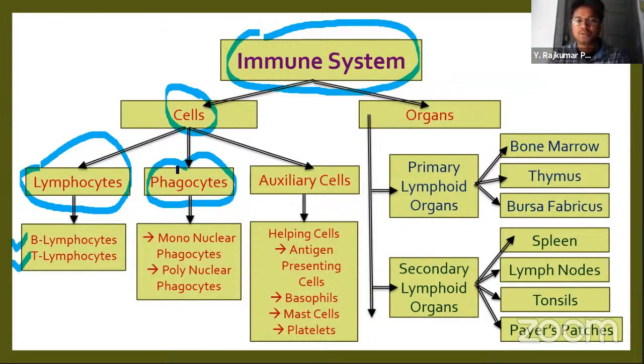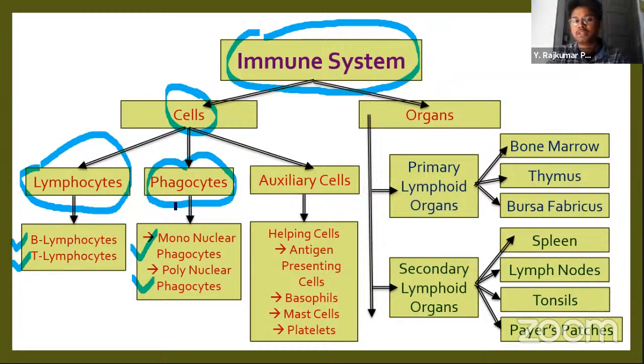It engulfs the foreign particle, bacteria or virus which comes into contact with the WBC, and it phagocytoses it with the help of lysosomes in the body. Lysosomes attach to the bacterium and break it down into several pieces, and the cellular debris that is made is exocytosed from the cell into the tissue fluids, the extracellular spaces. Phagocytes are of two types: mononuclear phagocytes, watch this slide, and polynuclear phagocytes.